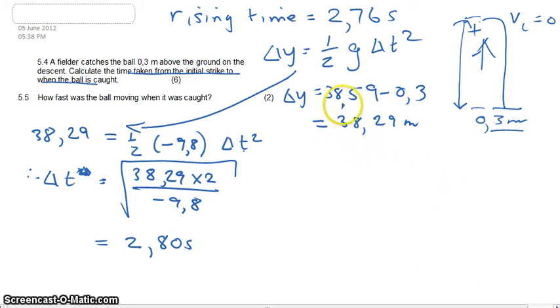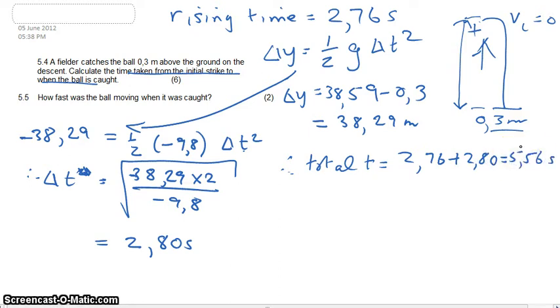Quite importantly, I think something we missed here was that this is negative, and therefore that is negative. Otherwise you end up taking the square root of a negative number, which wouldn't work. Okay, so therefore total t is equal to 2.76 plus 2.80, which is 5.56 seconds.